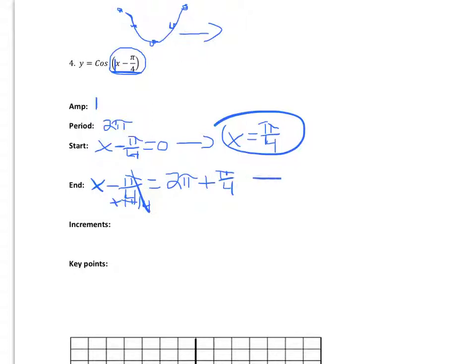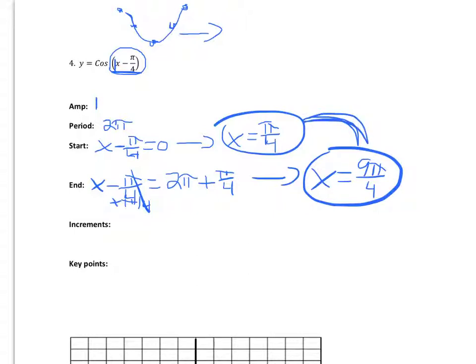Okay, it's a little messy with the fractions, but let's see here. 2 pi is the same as 8 pi over 4, so if you add pi over 4 to that, you get 9 pi over 4. So this is going to be your range here. Now if you look, if you went from pi over 4 to 9 pi over 4, the difference between those is 8 pi over 4, which equals 2 pi, which is the period. So that makes sense right there.